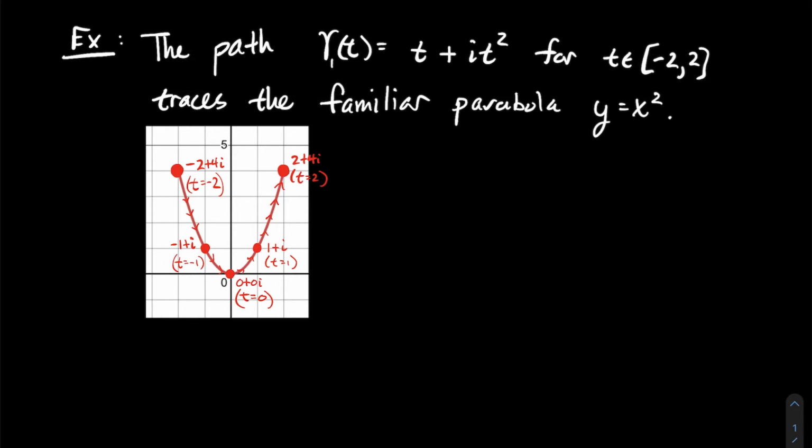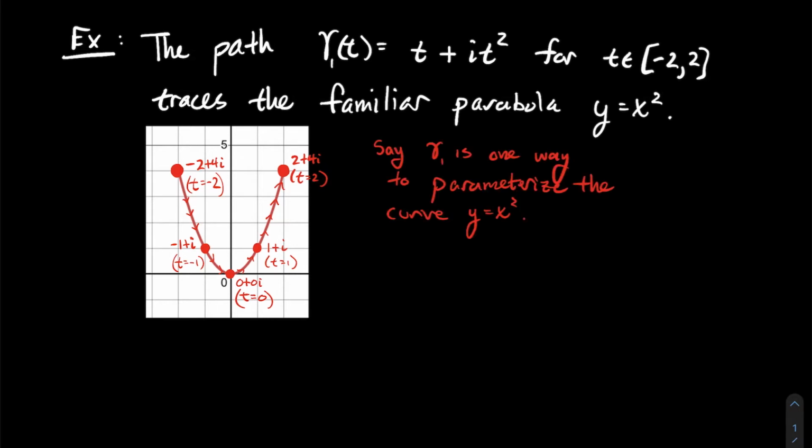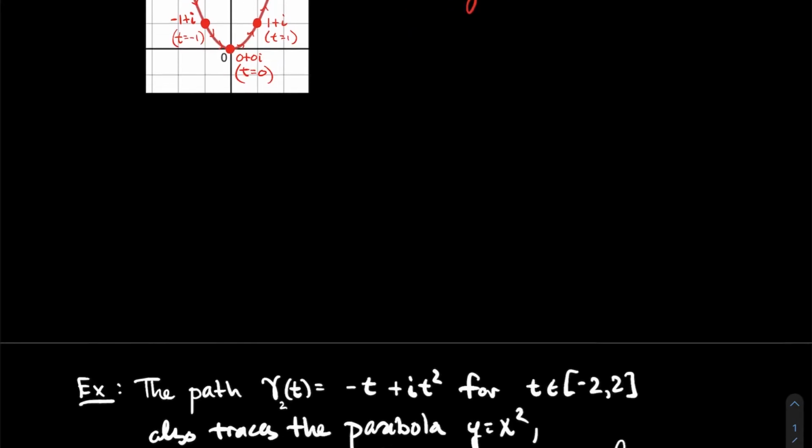Anyway, when t is -1, I'm at the complex number -1 plus i, and I just keep going around, and I see I end at the complex number 2 plus 4i, and that's when t equals 2. And so we would say that gamma 1 is one way that we might parameterize the curve y equals x squared. Let's look at another example.